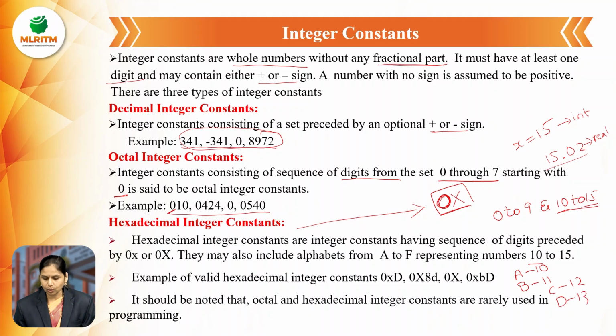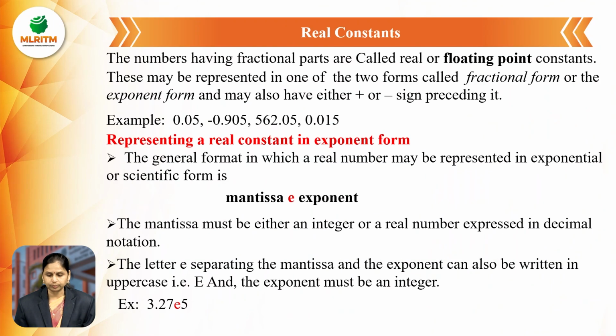Okay, here the total hexadecimal digits are 16. In that 16, the first 10 are 0 to 9. Next we use 10 to 15. Now this is the representation of the hexadecimal number. When we use 0x, it is called a hexadecimal number. When we use 0 before the number, it is called an octal integer constant. All these are used in C programming.